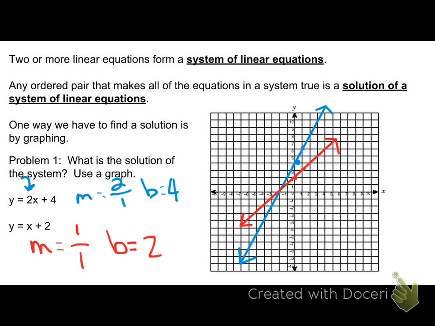Here's the trick. The solution of the system of equations is an ordered pair that makes all the equations true. So if you look at this blue line, there's an infinite amount of points on here. There's an infinite amount of points on the red line. Which point is on both? Which point is on both the red and the blue line? Correct. So your solution is negative 2, 0.